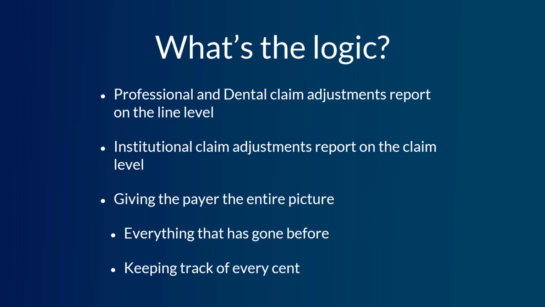Now, one additional part of that last bullet about keeping track of every cent comes back to a common error called balancing. We'll get into this in more detail later on, but balancing is one of the most common errors that we see, and it has to do with the amounts in the claim not matching up. So stay tuned and we'll come back to that.